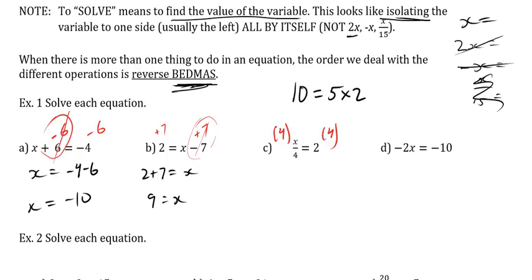And again, I can ask myself, what's 4 divided by 4? It's 1, so that's good. That's what I wanted to happen. I just get 1x, or x. And I get 2 times 4, which is 8.